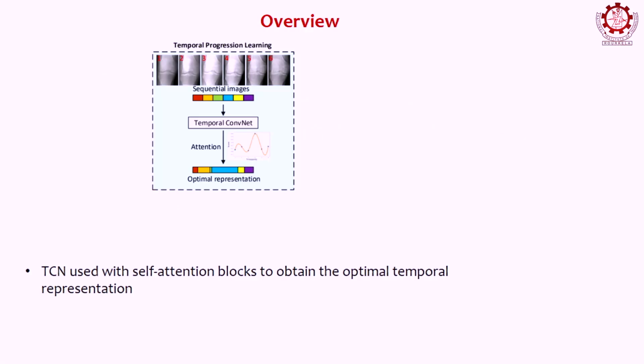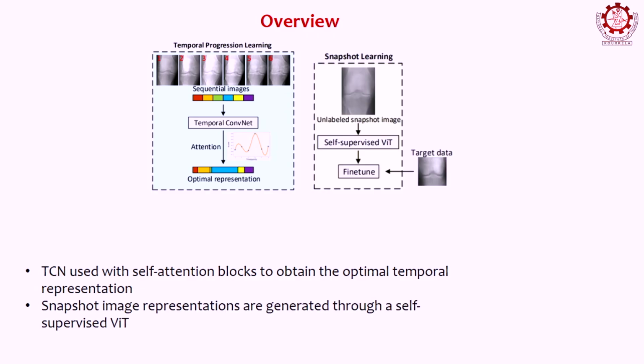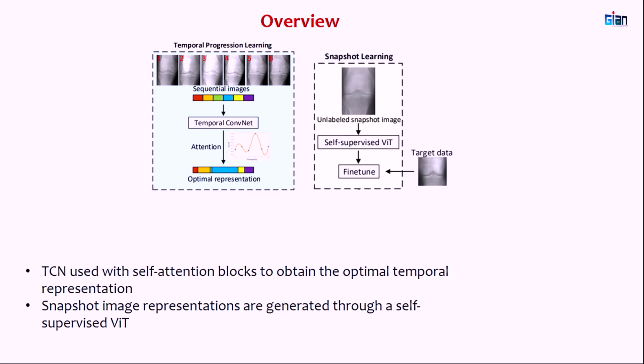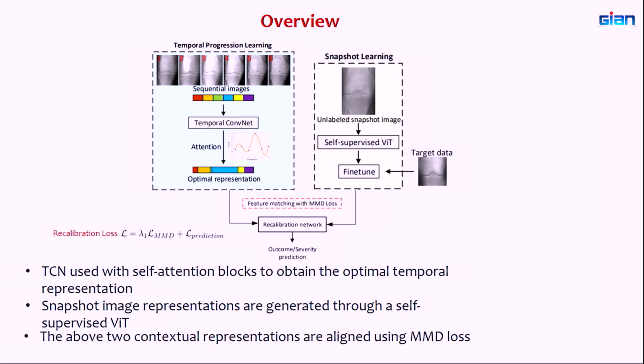So, here is an overview, this will give you a better picture. These are knee scans, osteoarthritis. We have sequential images, and we use a temporal convolutional network to learn the pattern of disease progression, and we obtain the most optimal representation. We have snapshot learning, where you have only one image and you use a vision transformer or your favorite feature encoder, then you fine-tune that based on the data that you have, and then you match your temporal representations to your snapshot representations.